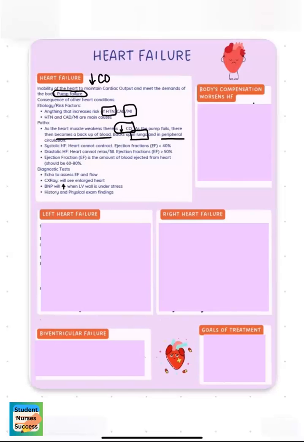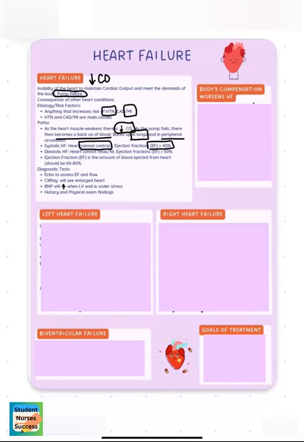Now, there are two types of heart failure, systolic heart failure and diastolic heart failure. In systolic heart failure, the heart cannot contract. It's often due to maybe a piece of heart muscle dying in a myocardial infarction or possibly from cardiomyopathy. What we see in systolic heart failure is ejection fractions that are less than 40%.